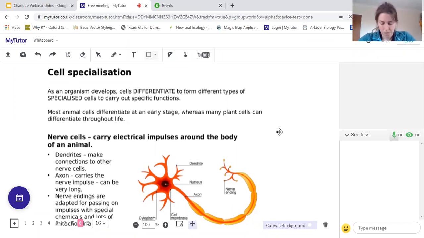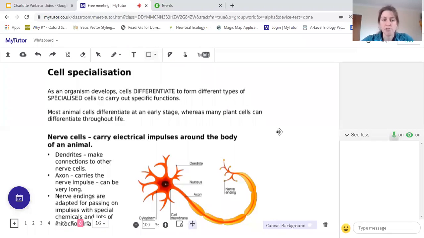When we're born, our cells aren't quite so adapted, or certainly when we're in the very early stages of development. We have some cells that aren't adapted to do things. And as we grow older, cells differentiate, and that's the key word here. So they differentiate to form different types of specialized cells to carry out specific functions. And what this means is that they become adapted to do a specific thing. The key words you need to remember here are that cells differentiate to form different types of specialized cells to carry out specific functions.